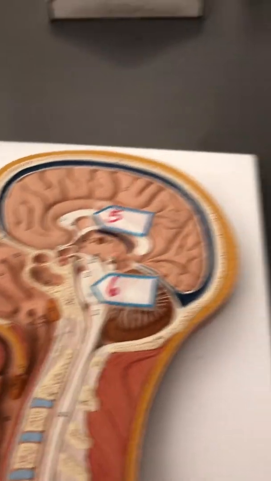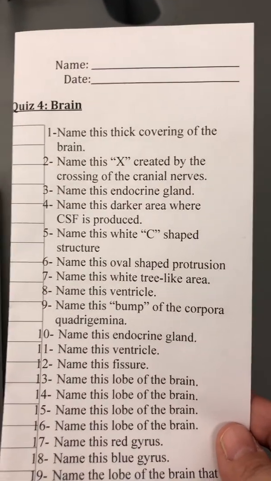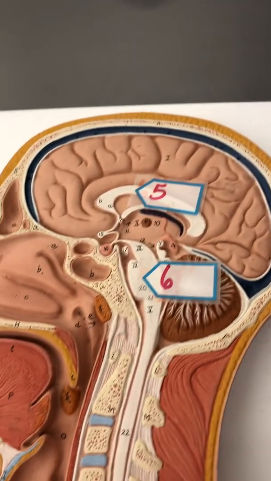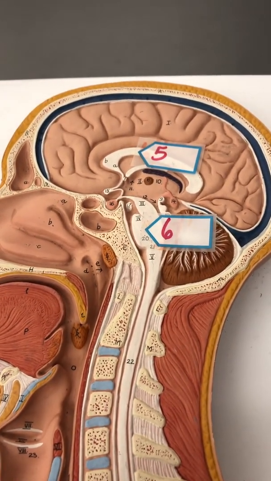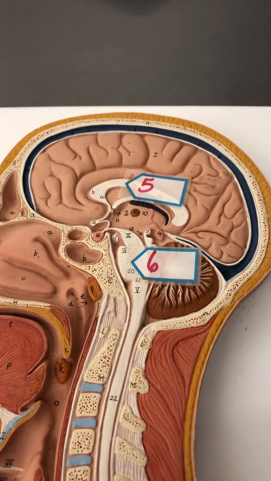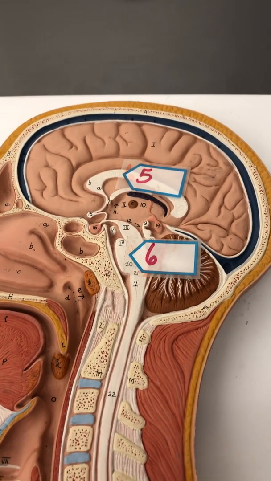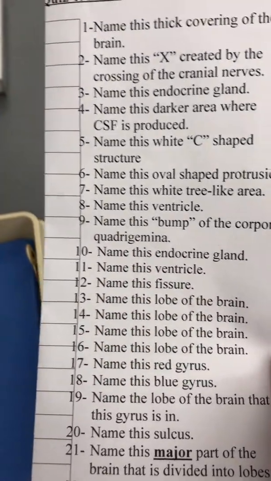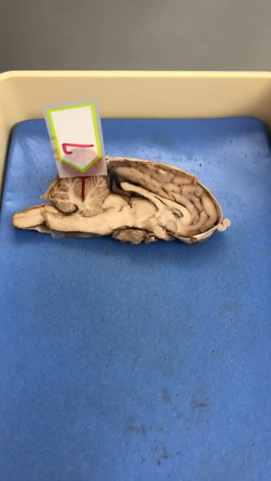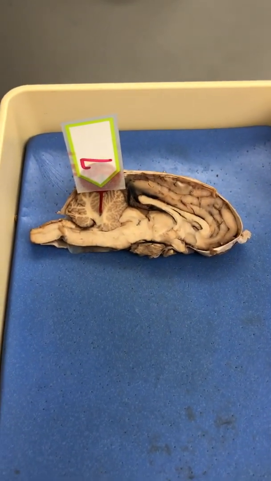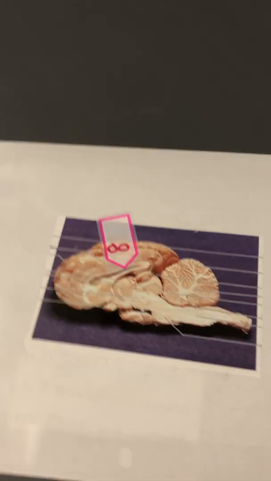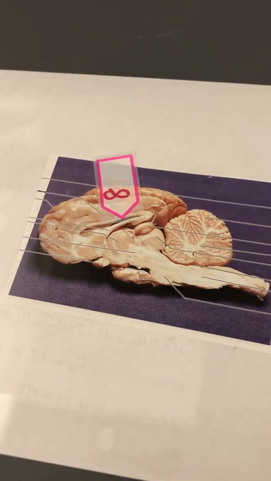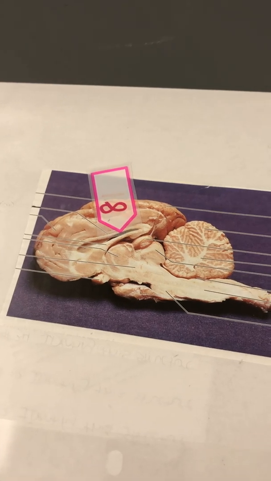Number 5, name the white C-shaped structure. It's the corpus callosum. And 6, the oval-shaped protrusion is the pons. Number 7, the white tree-like area is the arbor vitae. Number 8, the ventricle that is here is the lateral ventricle.